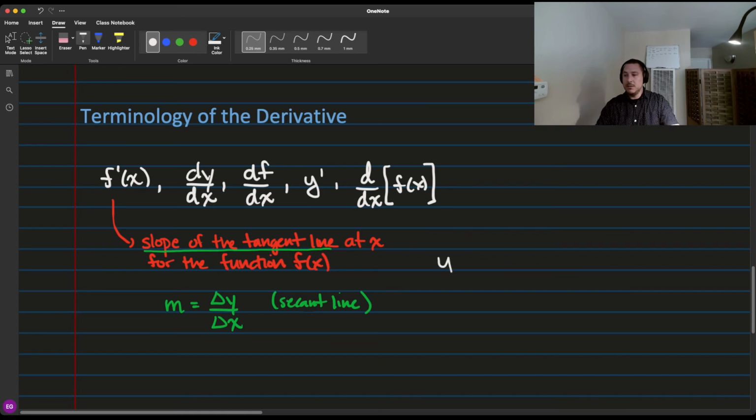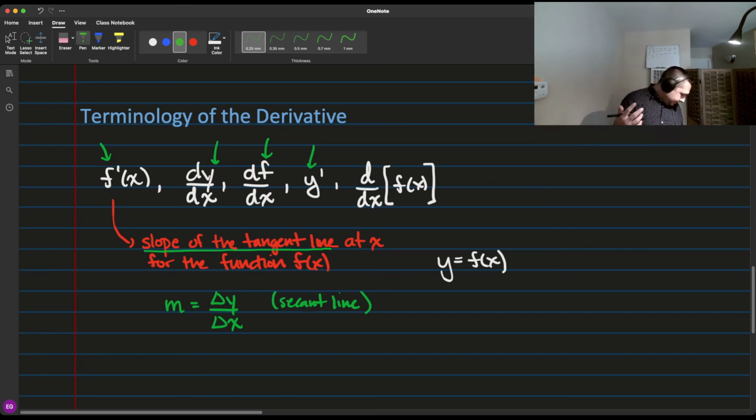Now, because your y value is usually given by a function f of x, we use y and f interchangeably. So hopefully you can see how y and f here occupy the same spot, right? Because your y value is usually given by your function. So likewise, because it's f prime right here, y prime also means take the derivative of the function. So you just have to be aware that all these mean the same thing, basically. Okay.